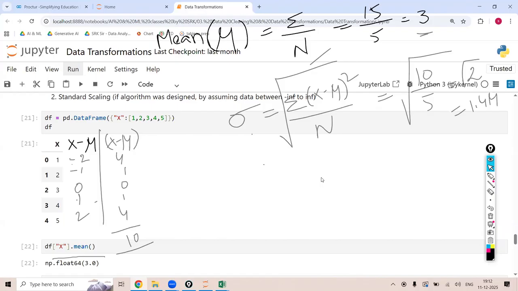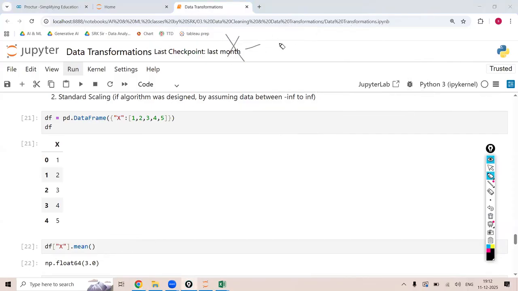Done? Everyone is clear? How to calculate the standard deviation and how to calculate the mean? Now, let us apply the standard scaler. What is the standard scaler? I told you. What is the formula for the standard scaler? It is x minus mu divided by sigma. Now, what is the mu value here? 3. What is the standard deviation value? Square root of 2.